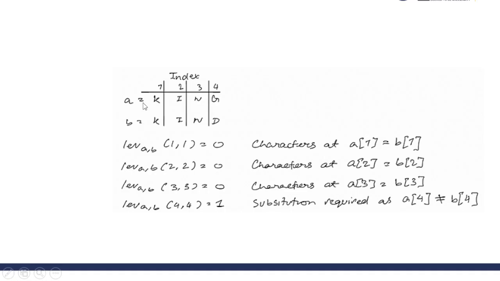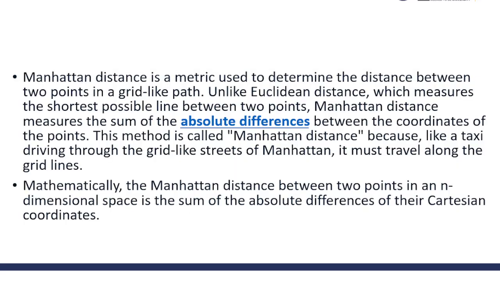Let us consider the two words king and kind. Now under king and kind, between these three there is no Levenshtein distance. For the fourth one, there is one substitution that is required, and so the Levenshtein distance between the two is 1.